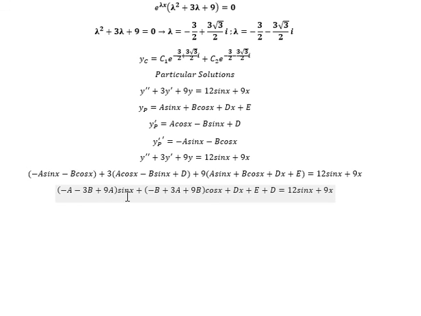And now we create the system of equations. So we have sine x, we have number 12. That means this one equals 12. This one we don't have cosine x. That means this one equals 0. D, we have 9. D equals 9. E plus D equals 0. And now we have the answer for A, B, D, E.